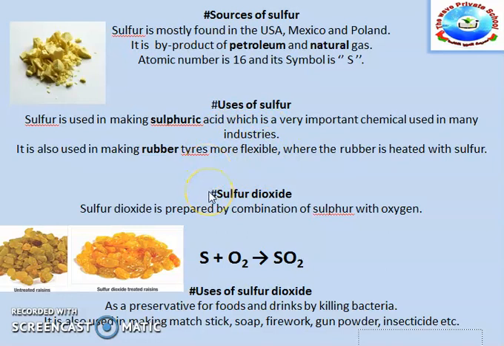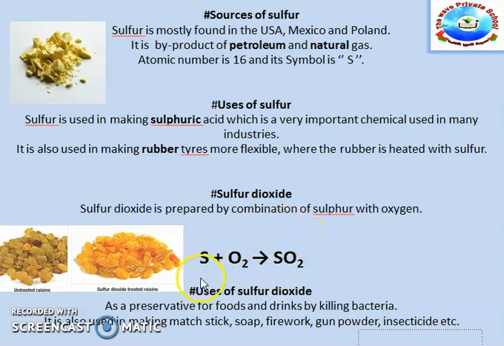Next we will see how sulfur is used to make sulfur dioxide. Sulfur dioxide is prepared by a combination of sulfur with oxygen. Let us check the reaction. Sulfur, when it reacts with 2 atoms of oxygen, gives 1 molecule of sulfur dioxide. It says that when sulfur comes in contact with oxygen, there is the formation of sulfur dioxide.